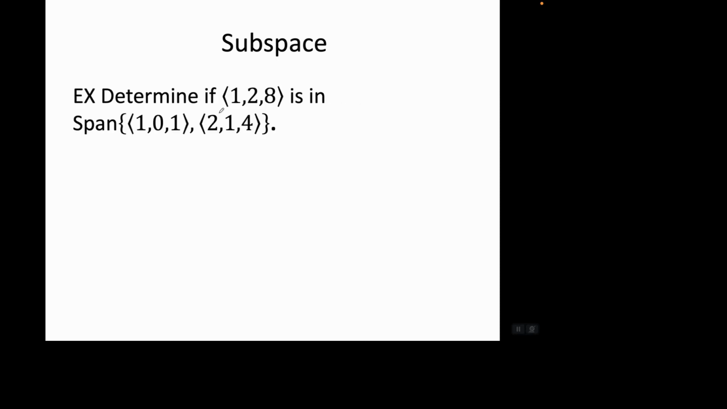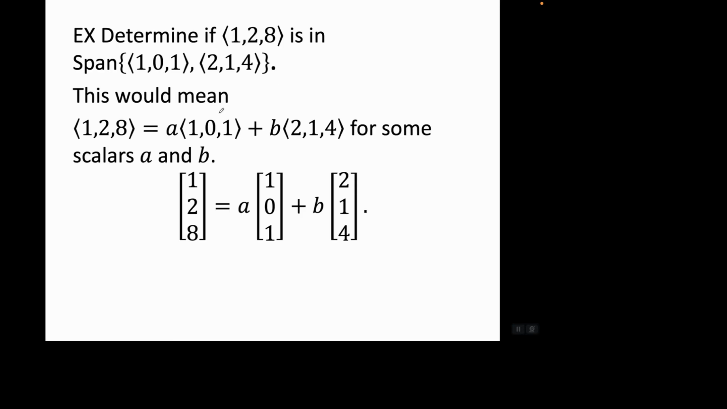Determine if (1,2,8) is in the span of (1,0,1), (2,1,4). Okay, this would mean that (1,2,8) is some combination of (1,0,1) and (2,1,4). In other words, it equals a times (1,0,1) plus b times (2,1,4) for some scalars a and b. Let's see if that's the case. Is it true that (1,2,8) equals a times (1,0,1) plus b times (2,1,4)?